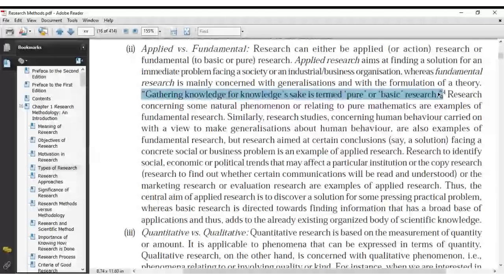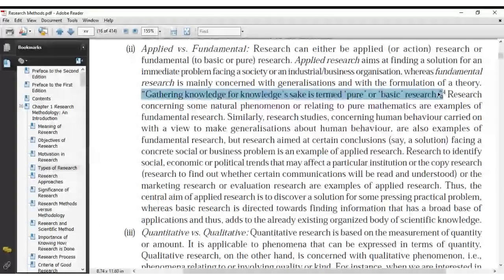Isn't that right? Yeah. So when you gather knowledge for knowledge sake just to know, then you are not using it to solve any problem. So that is basically, you can do it for descriptive and you can do it for fundamental research. When you gather knowledge for knowledge sake, that can either be descriptive, you're just describing the current state of things, or fundamental, you're just creating theories. Okay, theories that explain things.